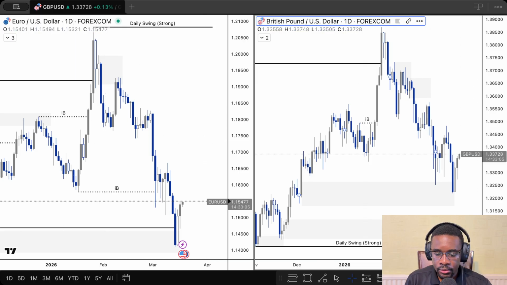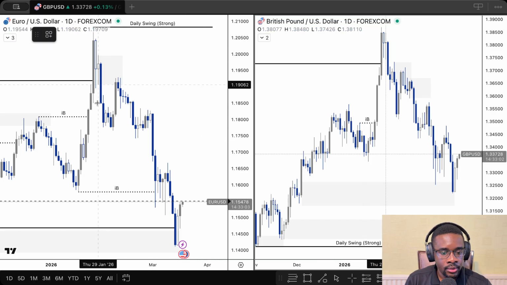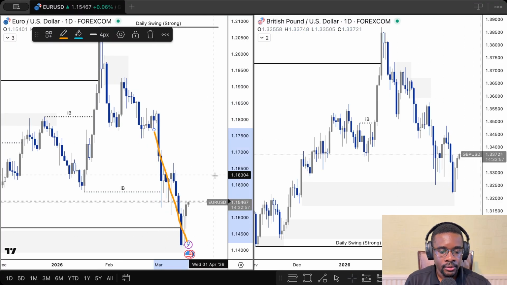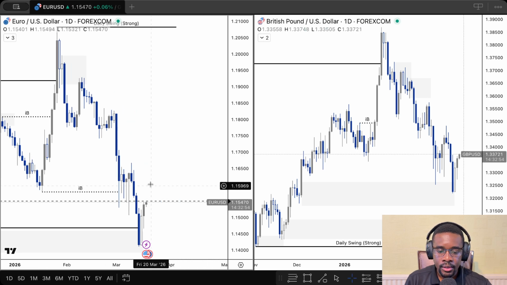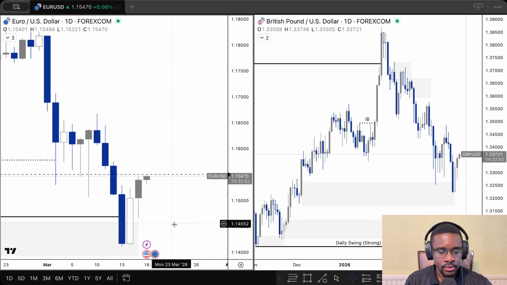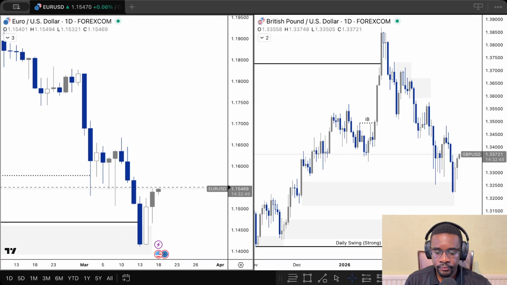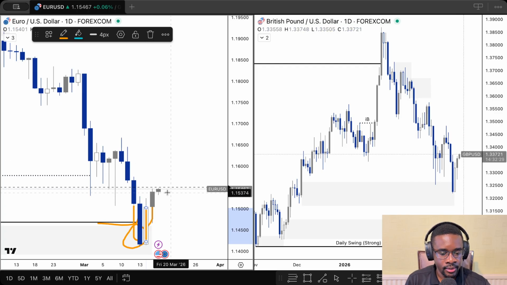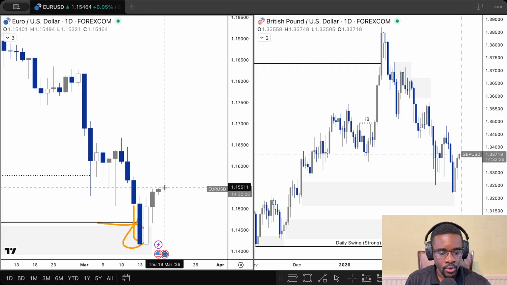On the Euro USD, we've been in this pullback phase. Price has just been tanking. Recently, on Friday, we mitigated this demand zone after we broke structure on the swing side, and then price has been reacting bullish. Monday and yesterday, Tuesday, price has been bullish. However, as you can see, the strength is not quite there.